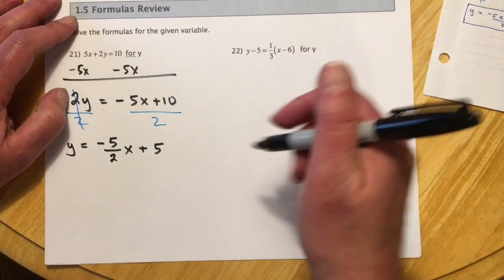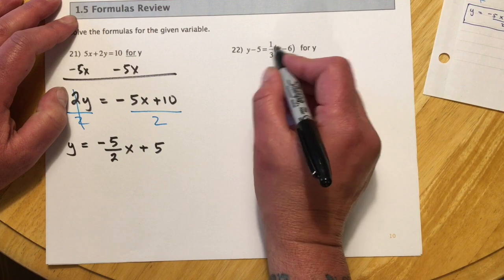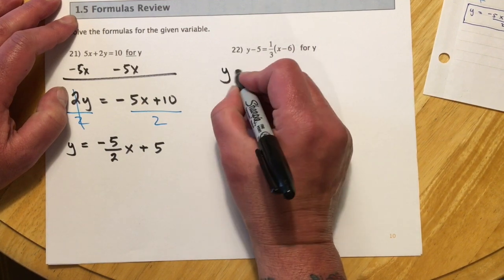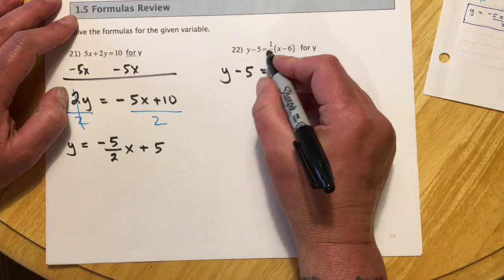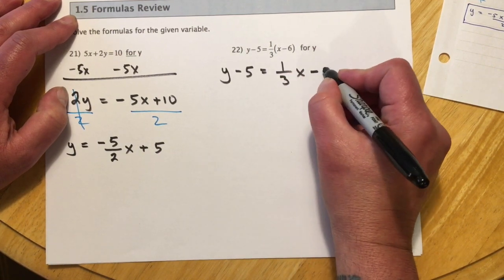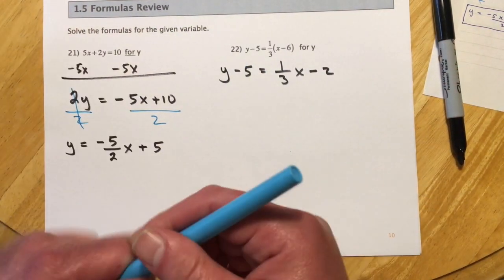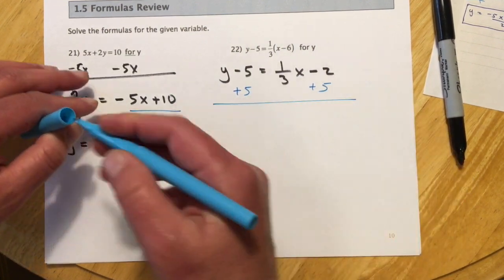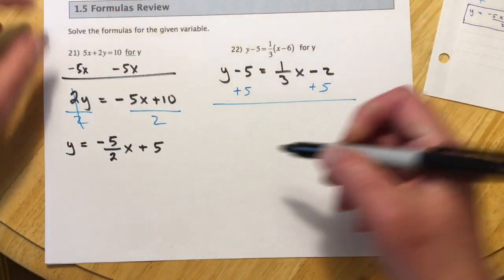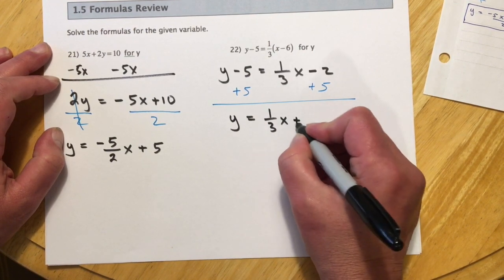This one we're solving for y. So I could just add the 5 over, but that doesn't take care of the parentheses. So let me do those first. So 1/3 x is just 1/3 x, and 1/3 of 6 is going to leave a minus 2. And now that gives me something I can actually add the 5 to. So add the 5 on both sides. And y equals 1/3 x plus 3.